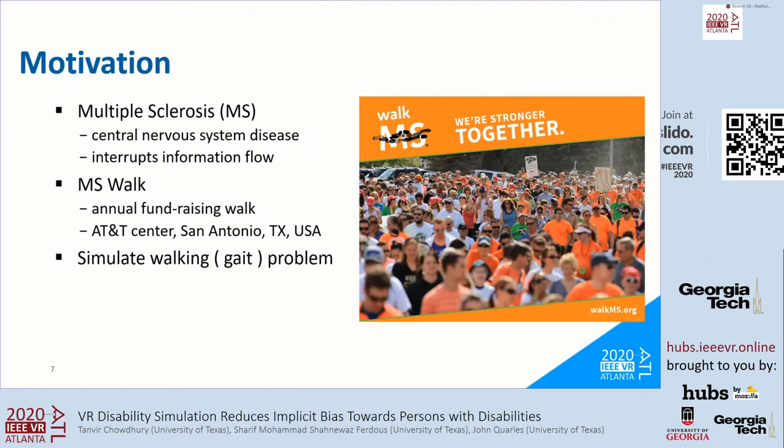Multiple sclerosis is an unpredictable, often disabling central nervous system disease that disrupts the flow of information within the brain and between the brain and body. Each year, people with multiple sclerosis gather in different places and participate in an annual fundraising walk. They call it MS Walk. One of these places happens to be the AT&T Center in San Antonio, Texas, USA, which motivates us to conduct user studies simulating walking or gait problems of people associated with multiple sclerosis.